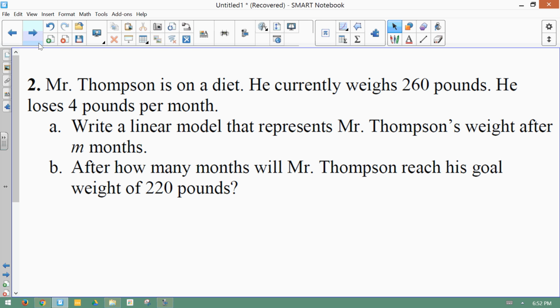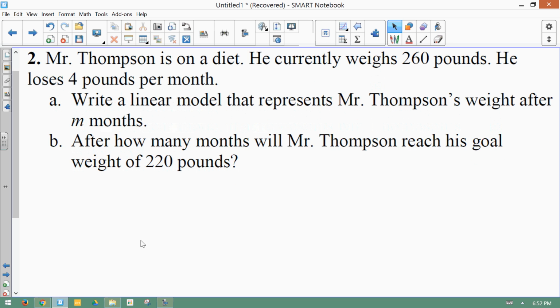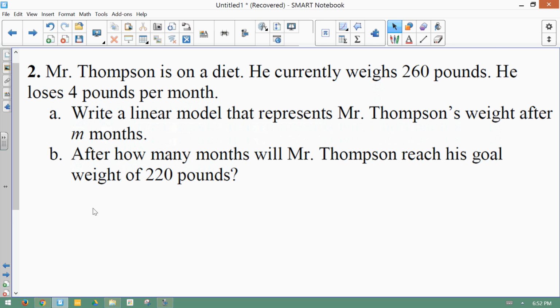Okay. Let's look at problem 2. Mr. Thompson's on a diet. He currently weighs 260 pounds. He loses 4 pounds per month. Write a linear model that represents Mr. Thompson's weight after M months. Okay, so he's on a diet. He currently weighs. So let's get the linear model.